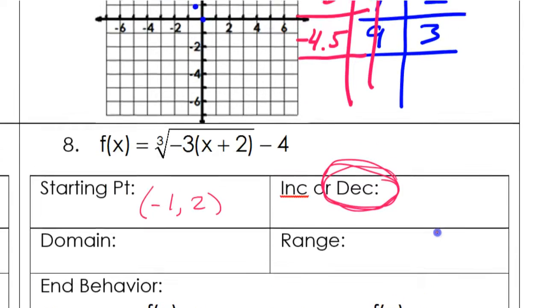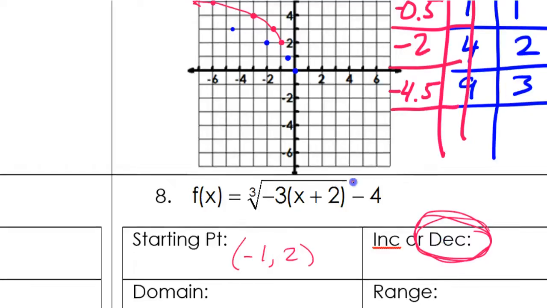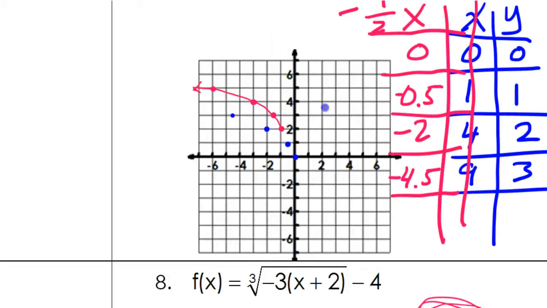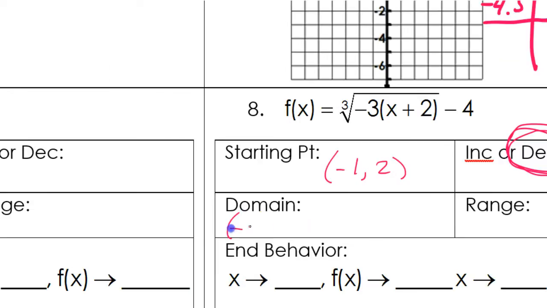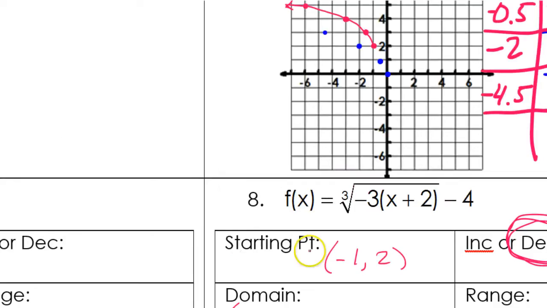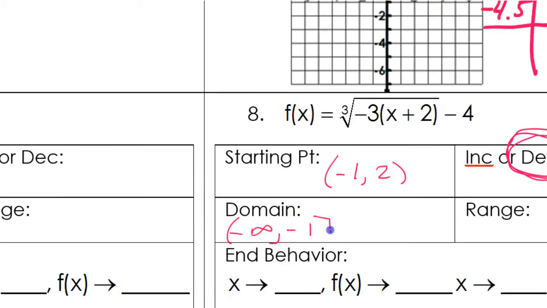Okay, now the domain. Somebody I haven't called on yet. Who wants to take a shot at saying the domain? All right, Cheslin, give it a shot. Parentheses, -infinity, and then -1 with a bracket. Perfect. This graph, you have to go from left to right, like Cheslin said. And from the left, it's at -infinity. It goes to the left forever. So that was good. So -infinity. And then to the right, it stops at an x value of -1. So negative infinity to -1.